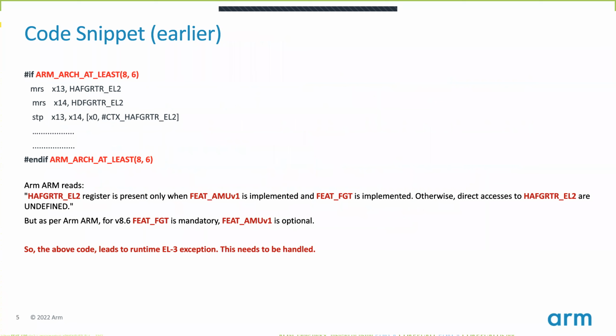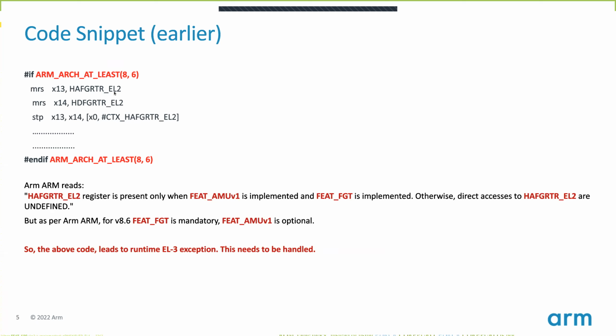During runtime, during context management, we usually save the registers. Previously we were using this ARM architecture list macro. Let's say, for example, we build TFA for the 8.6 version, and during runtime we will be saving this set of registers. Taking the hypervisor activity fine grained trap registers as an example, this register is present only when both feature AMU version 1 and feature FGT are implemented, as per ARM. If both features are not present in the PE, direct access to this register is undefined behavior.